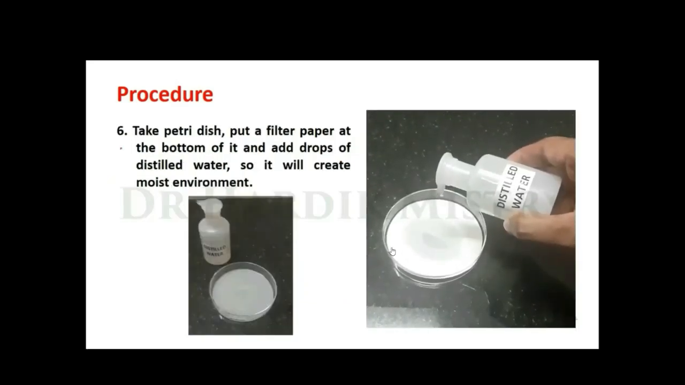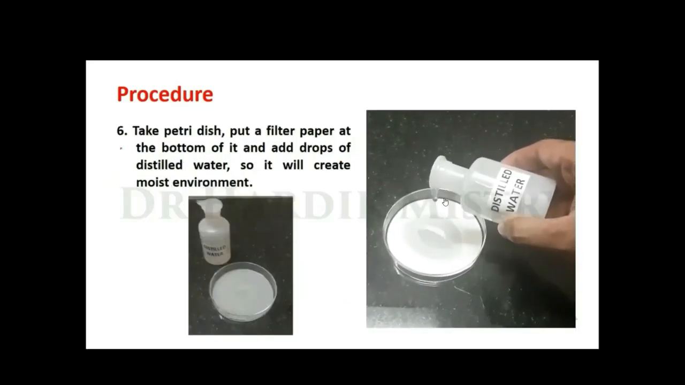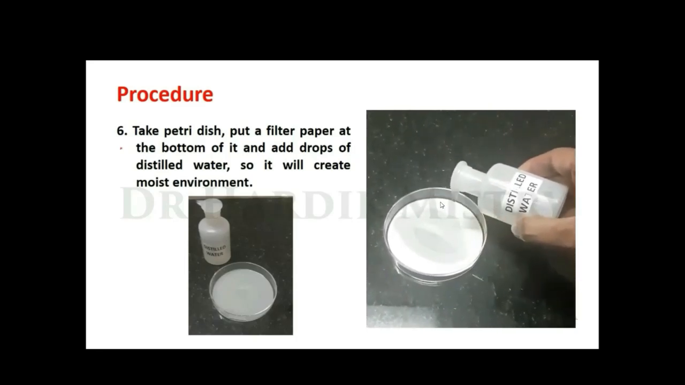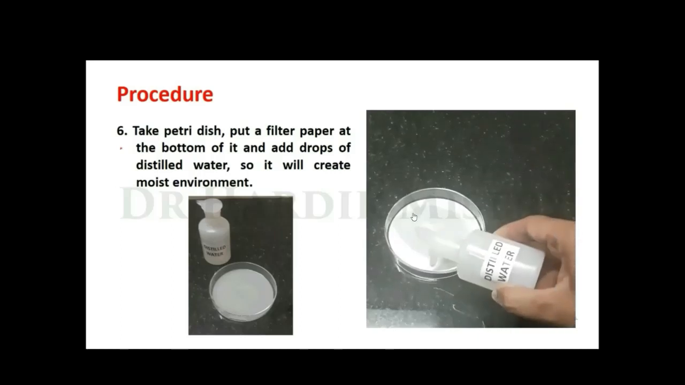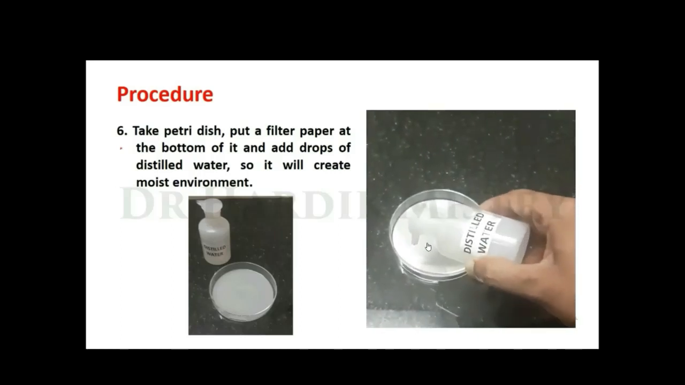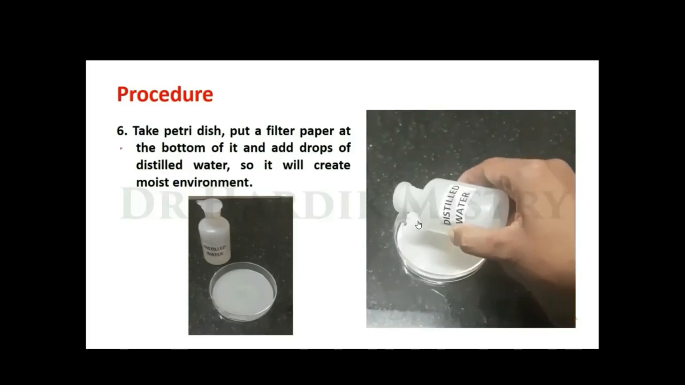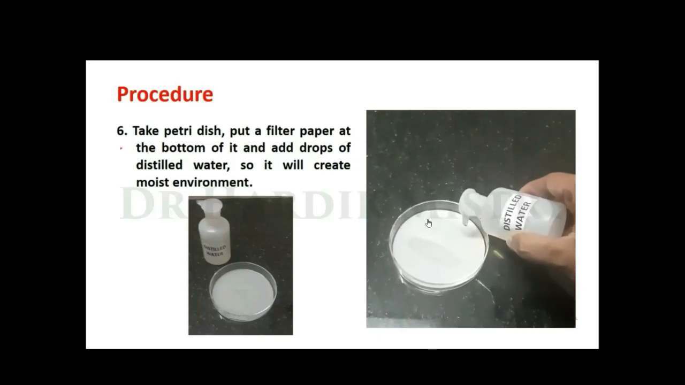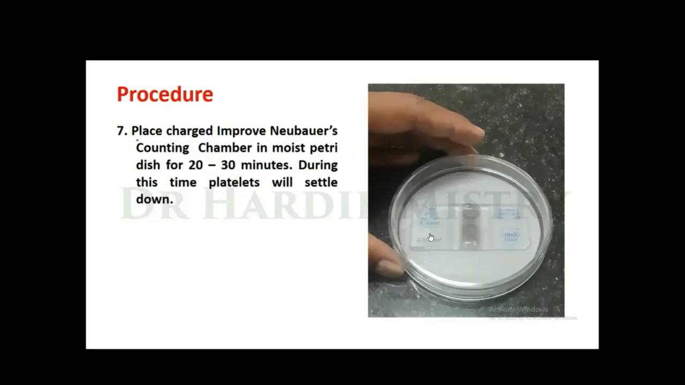Then take a petri dish, place a filter paper in it, and then with the drops of distilled water, you have to wet the filter paper. So we are creating a moist environment. And then in this we will place a Neubauer chamber, which you can see in the next. See here, they have placed the Neubauer chamber for 20 to 30 minutes.